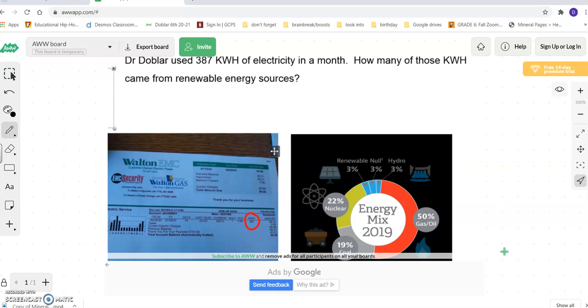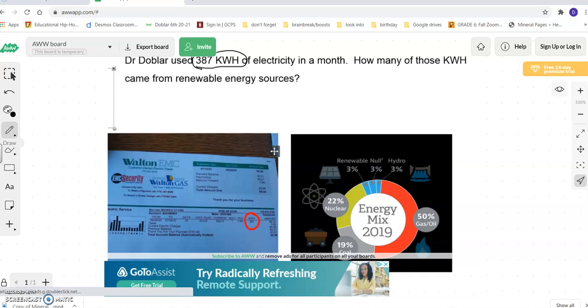So here we go. I used 387 kilowatt hours of electricity in the month that I'm showing you this bill. It was June of 20 to July of 20. So that's how much I use. That unit, kWh, is the unit that electricity is measured in. So my question here is, how many of those kilowatt hours came from renewable energy sources?